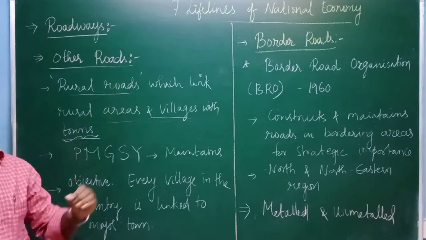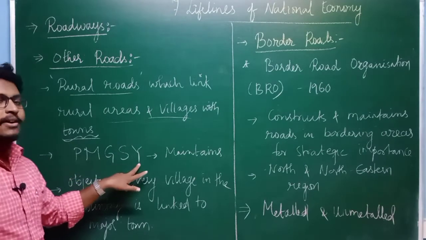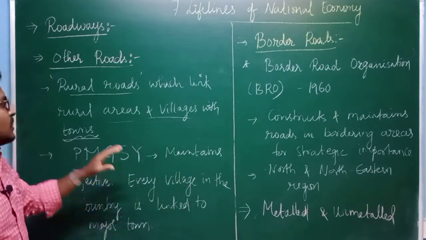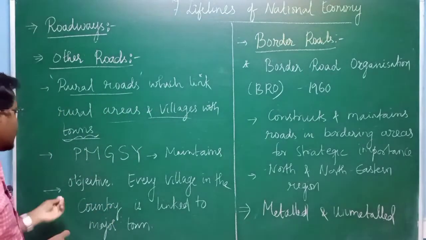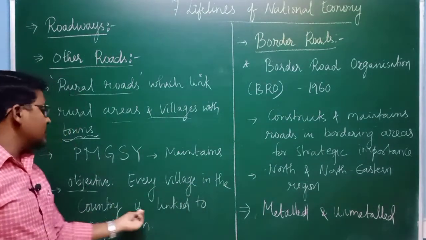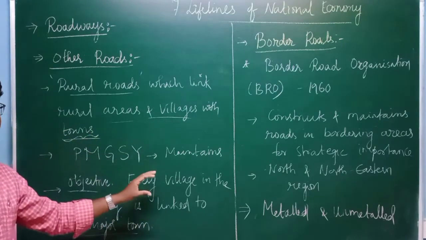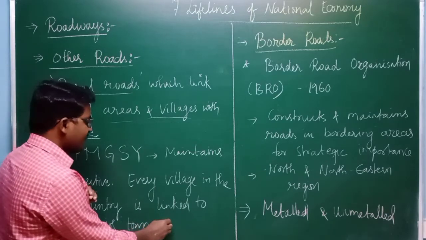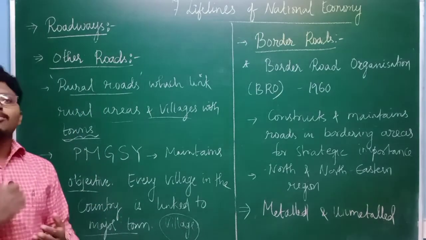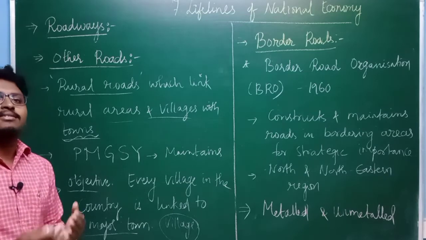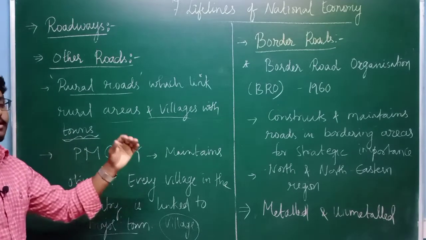And these rural roads receive special support from a scheme known as the Pradhan Mantri Gramin Sadak Yojana, which constructs and maintains the roads in order to link the villages and rural areas to the nearest towns. And the main objective is that every village in the country is linked to a major town. That means the main aim of this PMGSY scheme is to link every village in the country to the nearest major town, so that transport is easy and they can access the important facilities available in the cities. That is the reason why this scheme has been implemented.